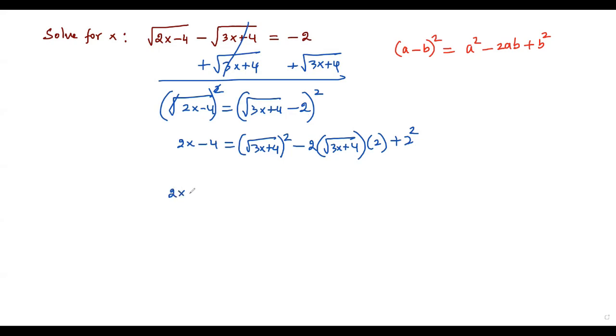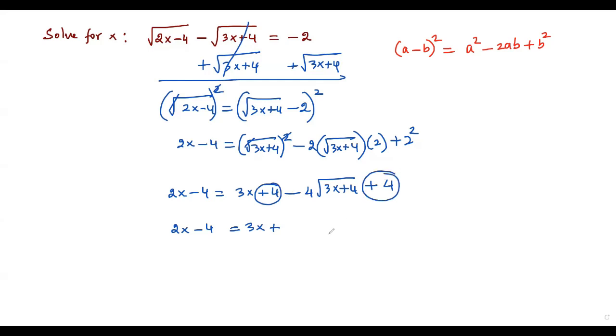So 2x - 4 equals, the square root and square cancel out, I get 3x + 4, negative, 2 times 2 is 4 times square root of 3x + 4, and positive the value of 2 squared is just 4. Now 2x - 4 equals 3x + 4 + 4. I can combine the positive 4 and positive 4, so I get 3x + 8 - 4 times square root of 3x + 4.